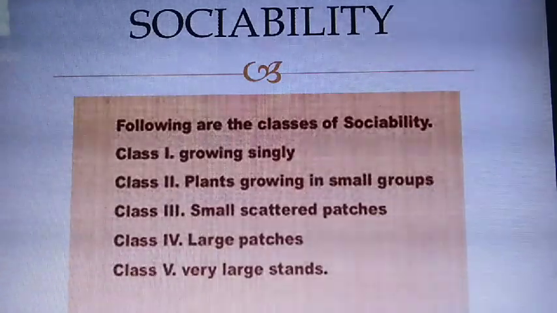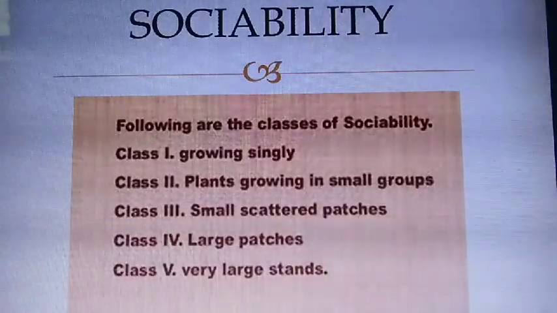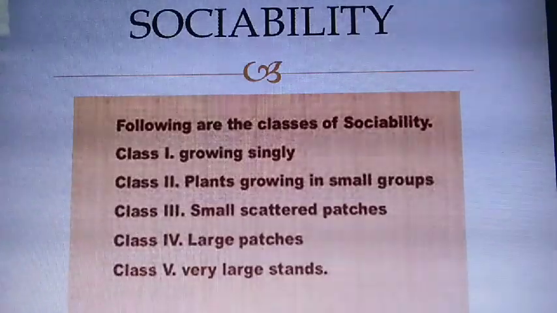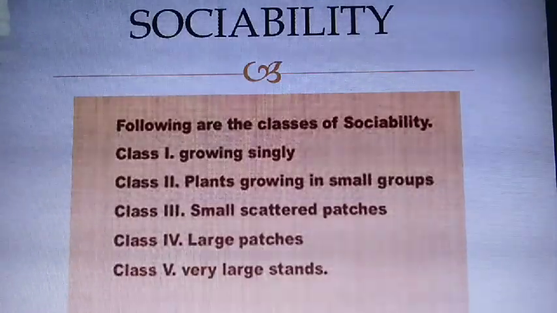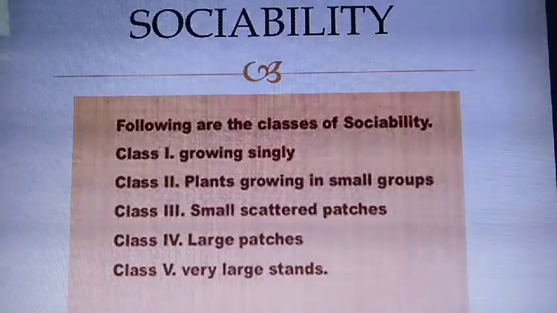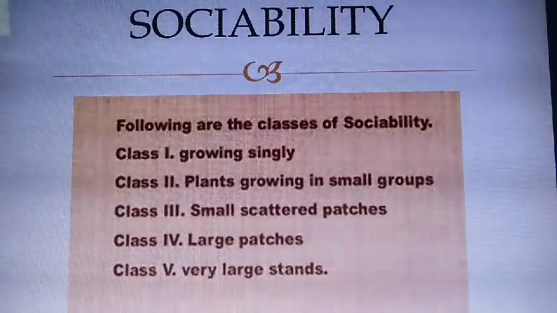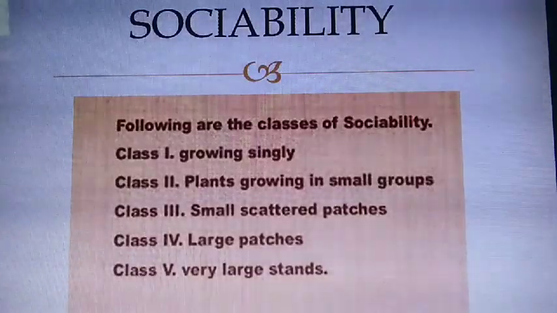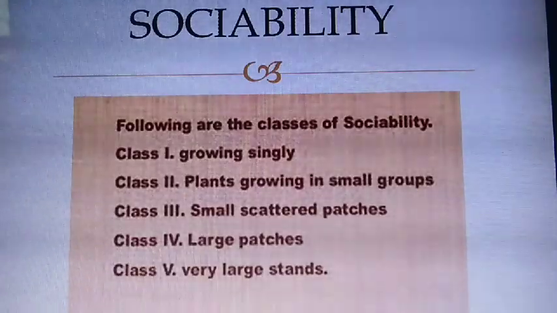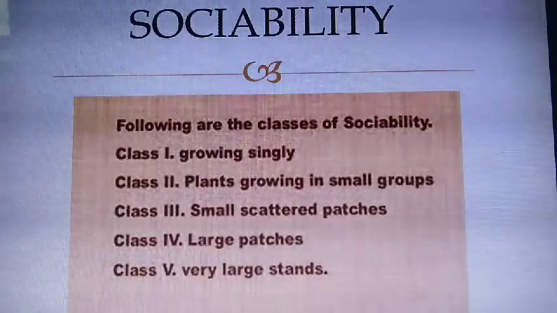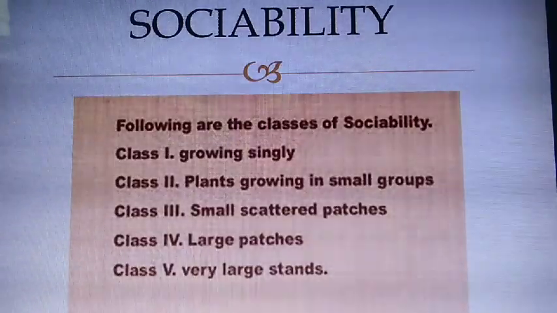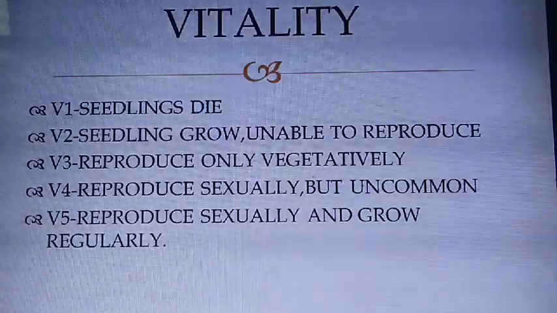Now S3, many smaller scattered patches. 4 to 6 plants in area A, 7 to 8 plants in area B. So we can see some patches. Now moving on to S4, there are several bigger groups of many plants at one place. And S5 is a large group occupying a larger area. This is about sociability.